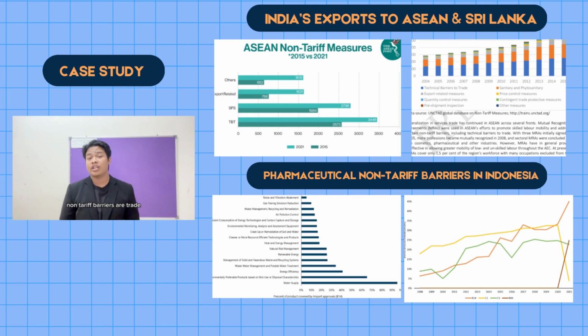Non-tariff barriers are trade restrictions that do not involve taxes or tariffs. Examples include technical standards, health and safety regulations, import licensing, and lengthy approval processes. Although these measures are often introduced for safety and quality control, they can also limit trade and increase costs for exporters. The first case study focuses on India's trade with Asian countries and Sri Lanka.